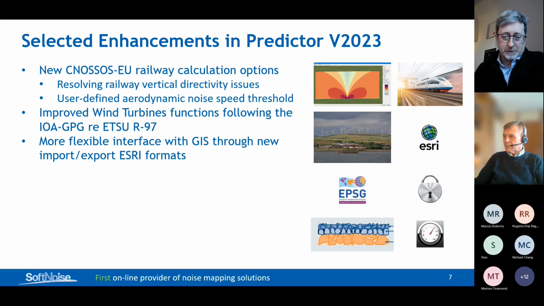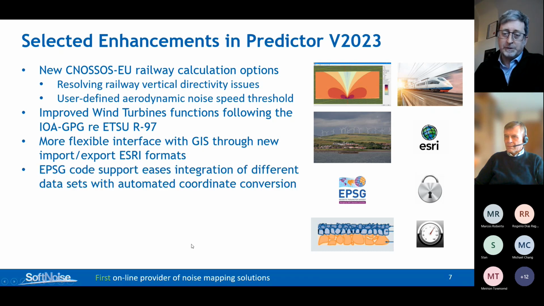There's a more flexible interface with GIS through some new import and export formats, and we'll show you this demonstrated. In addition to that, when we're talking about import of data, we now support EPSG code in Predictor, and this eases the integration of different sets of data, including the automatic conversion of coordinates, so you get the right data in the right place.